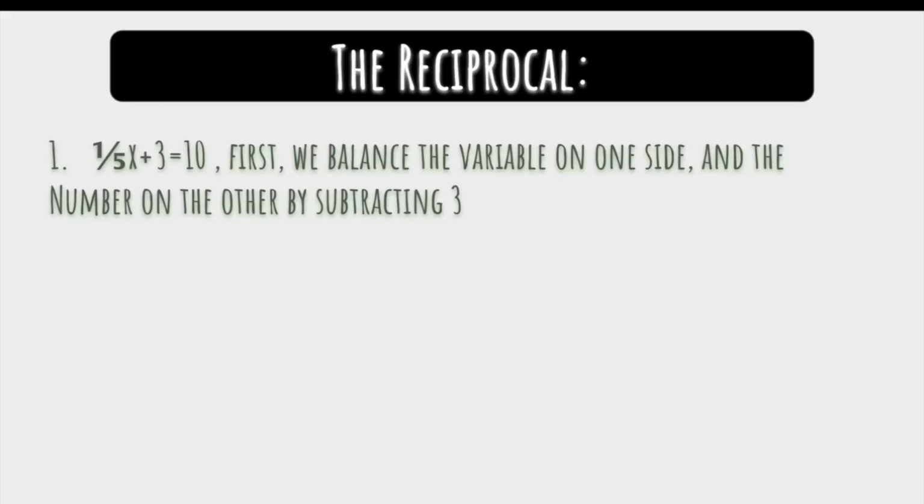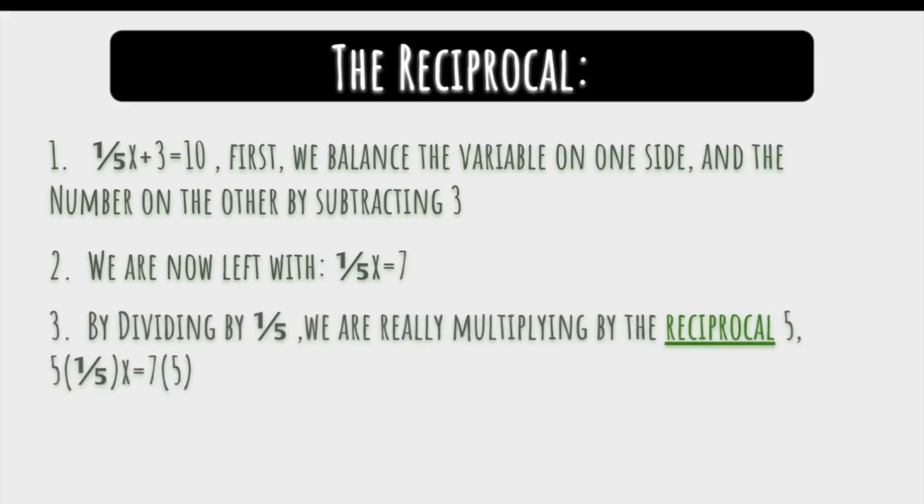So what is the reciprocal? When we have 1/5 x plus 3 equals 10, we balance the variable on one side like before by subtracting 3. We are now left with 1/5 x equals 7. By dividing by 1/5, we're really multiplying by the reciprocal 5. The reciprocal just means we're taking the bottom of the fraction and putting it on top, and the top of the fraction and putting it on the bottom, leaving us with 5 over 1, which is just 5.